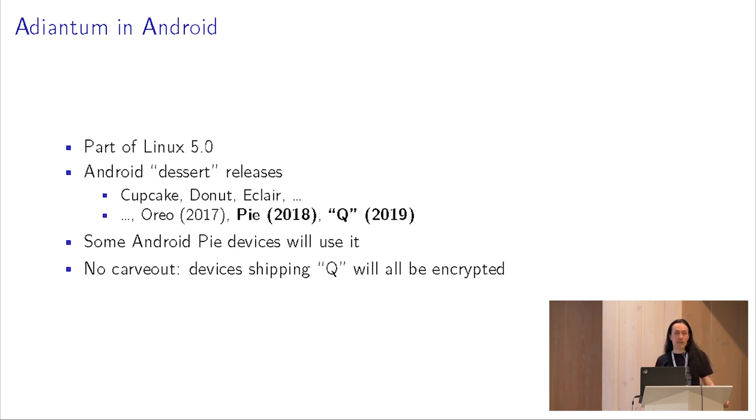There will be no carve-out. We will require encryption on all devices, and where AES is too slow, those devices will use Adiantum.